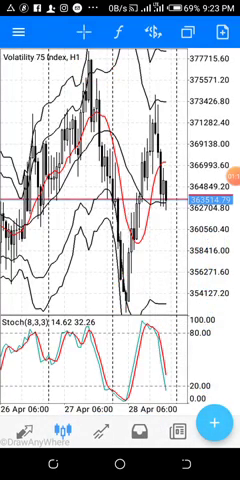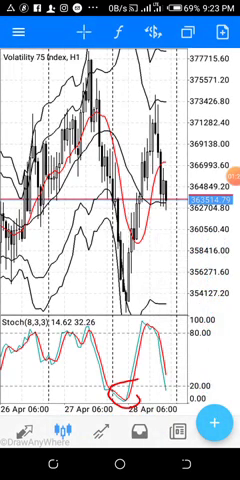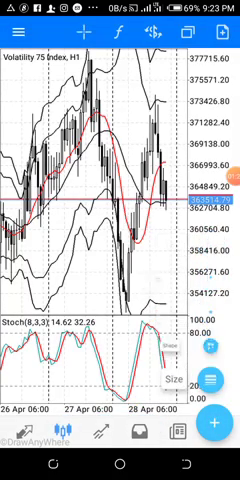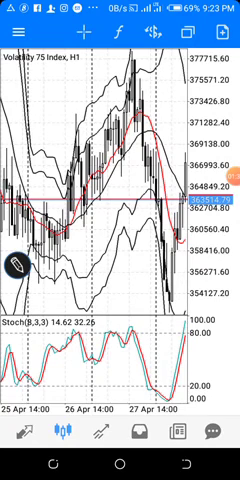Then the stochastic must be oversold or overbought. Those are the conditions. Once those two conditions are satisfied, then you can enter the trade. Let me show you an example.